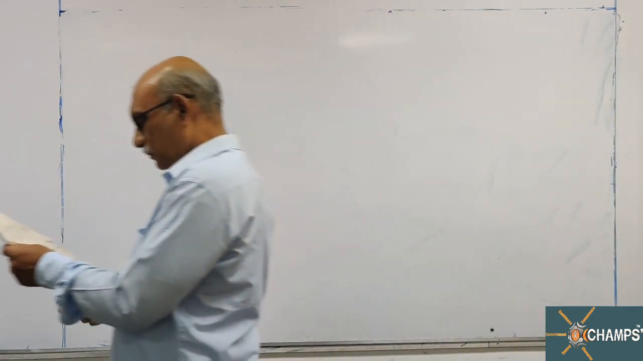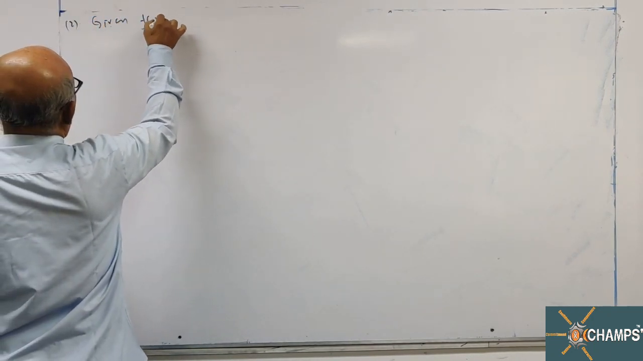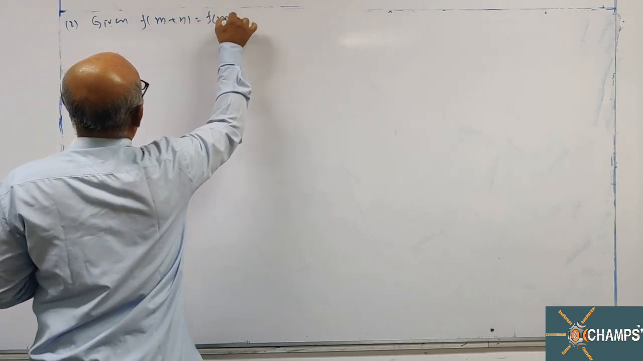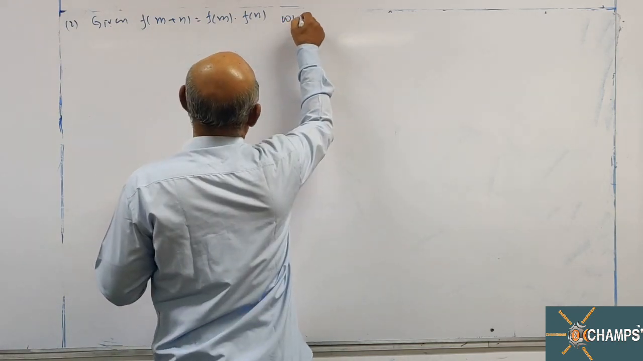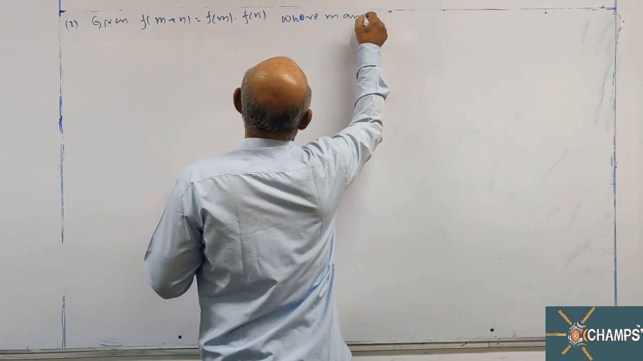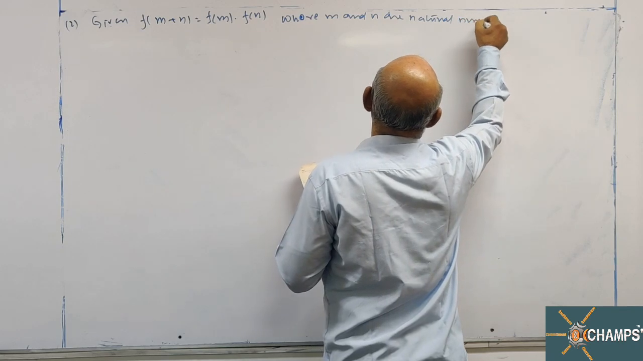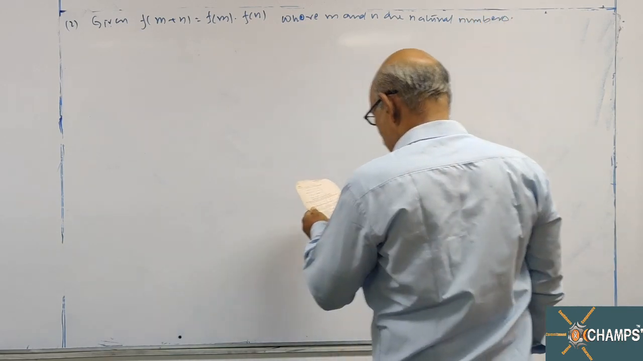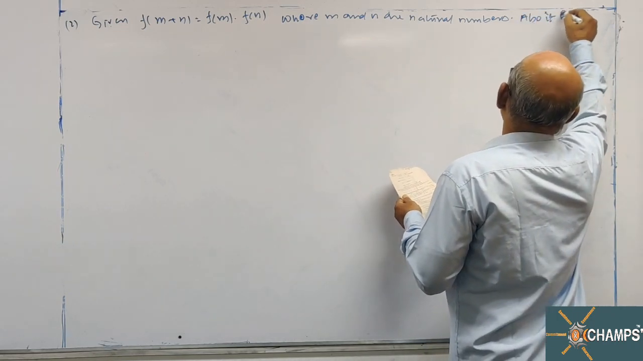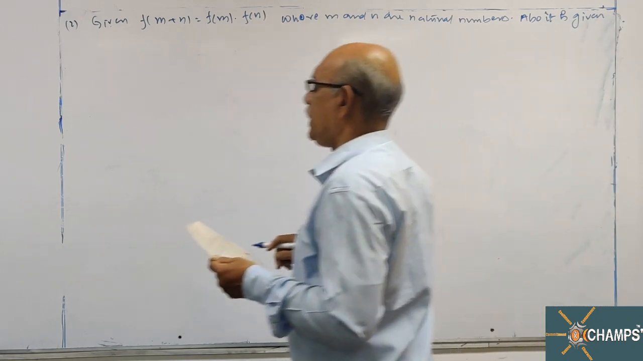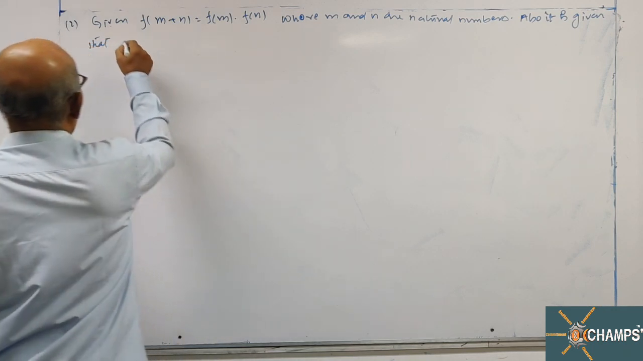Next one. Given f of m plus n is equal to f of m into f of n, where m and n are natural numbers. Also, it is given that f of 1 is equal to 2.